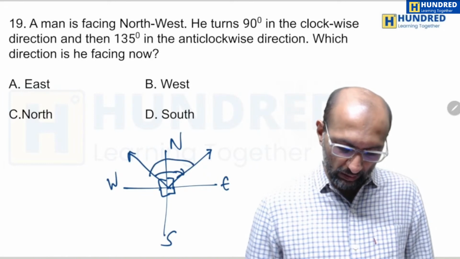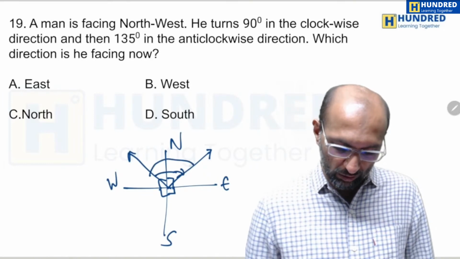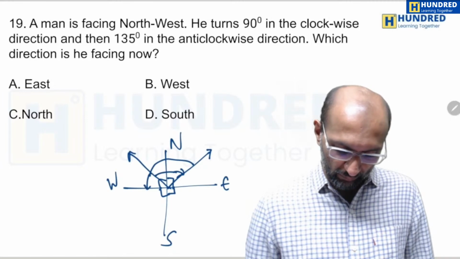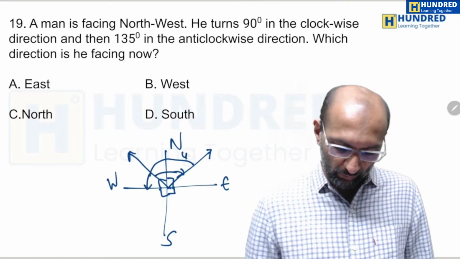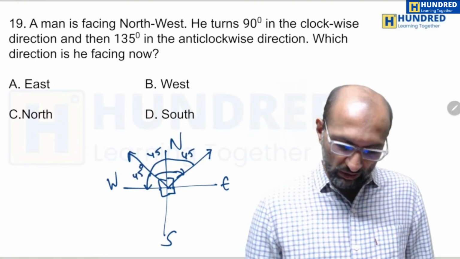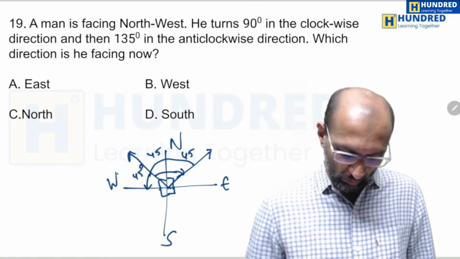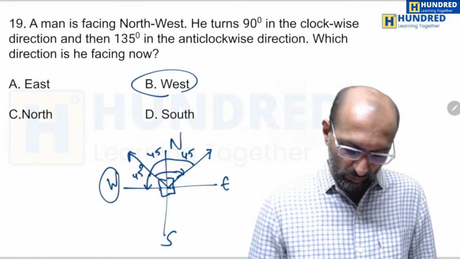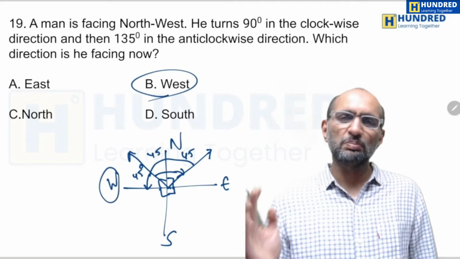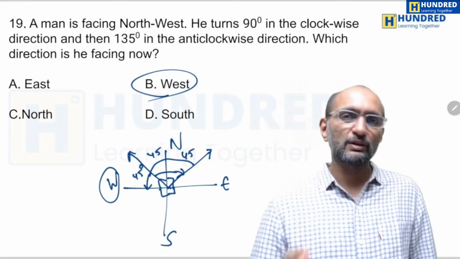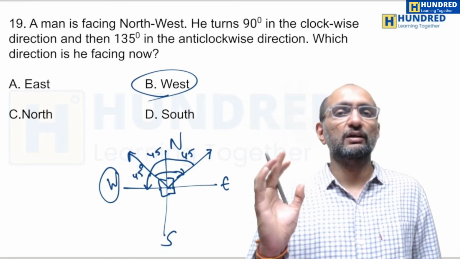Now he is again turning anti-clockwise. How much? He is turning 135. Okay, so idu oru 45, idu oru 45, idu oru 45, which is 135. So which direction is he facing now? West. This is going to be our answer. Simple pa. Nothing. Basic aptitude. You can easily crack the section.